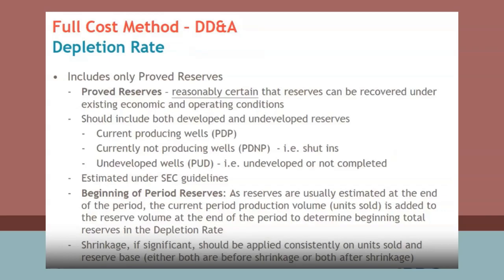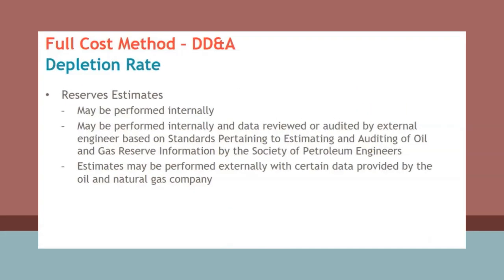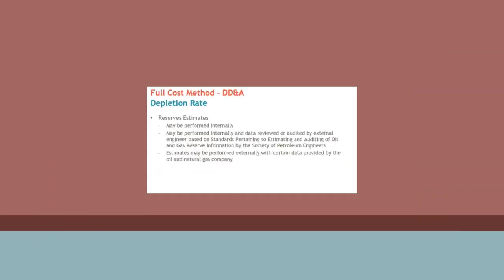So these reserve estimates may be performed internally by the company's reserve engineers, or they may be performed internally and then sent off and audited by an external engineer firm based on the standards pertaining to estimating and auditing of oil and gas reserve information by the Society of Petroleum Engineers. If it's a private company, they could be doing it internally, but generally all companies gather the data internally, put together a preliminary reserve report, and then send that off to a third-party expert to give their sign-off on it.